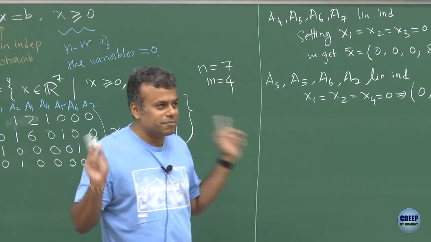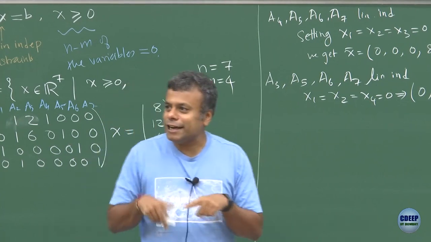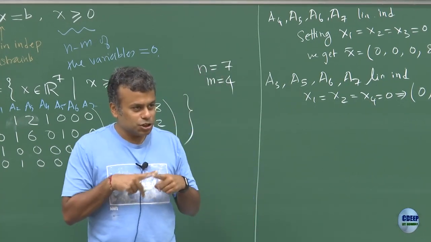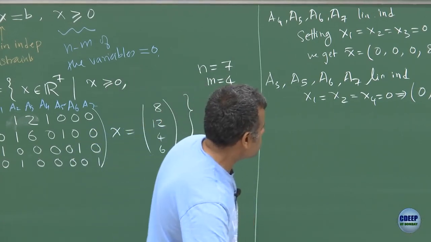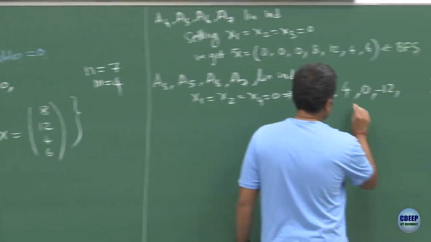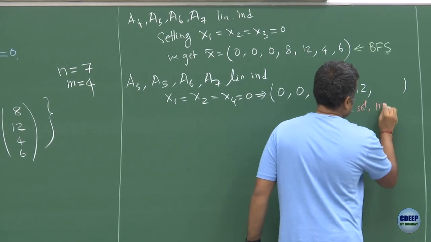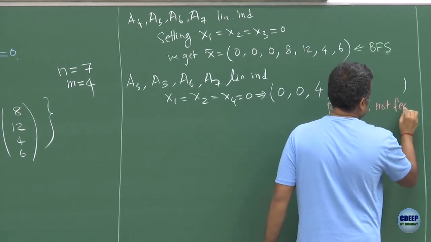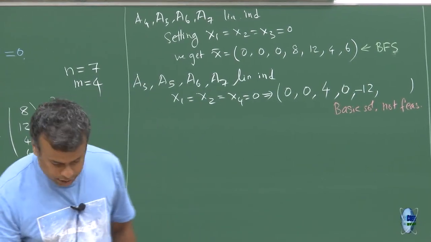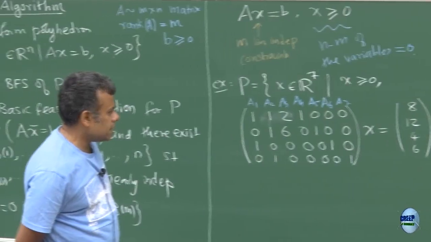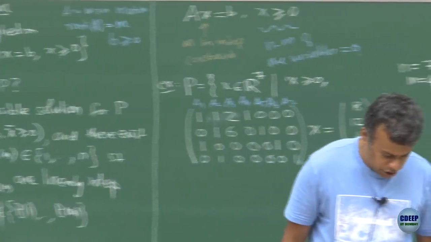So remember, when we said basic solution, all we needed was sufficiently many linearly independent constraints to hold at equality, but not necessarily feasible, right? Okay, so that is one set. Okay, what else? Let's do a couple more.